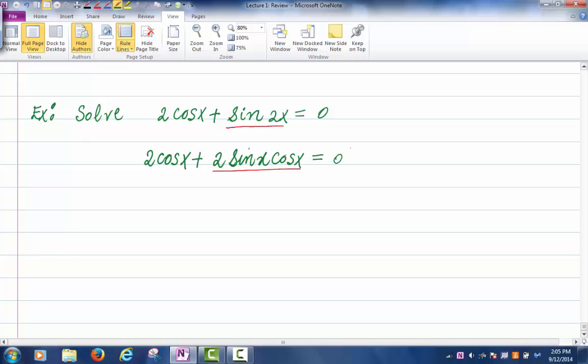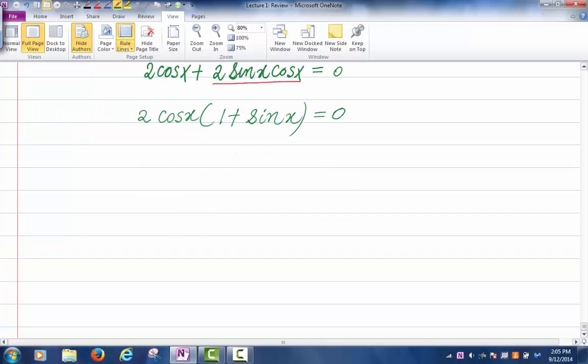So this quantity here is the same as this quantity here, and we know that from the double angle identity. Now you can see that we can factor out a 2. We can also factor out cosine x. And if I do that, I am going to get 1 plus sine x. You guys agree with that?